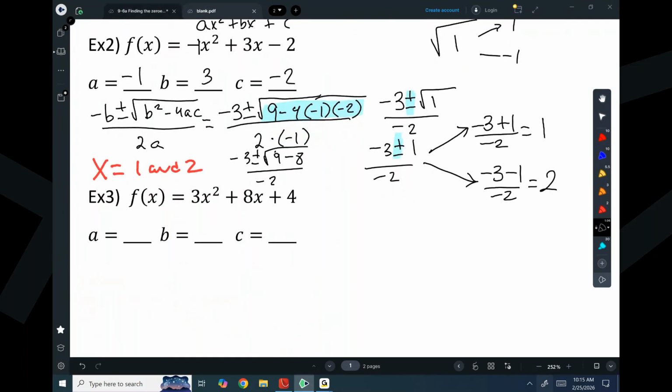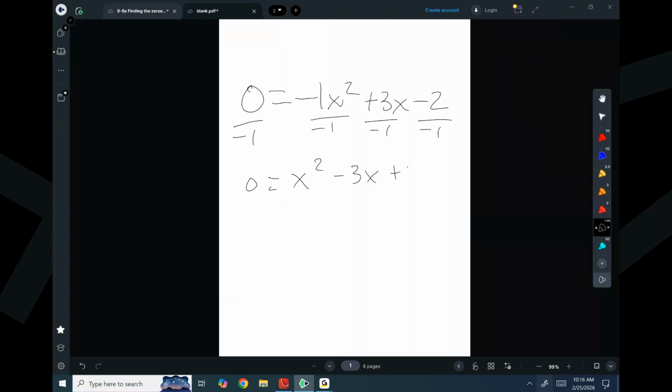What was the number? We're finding the zeros, right? So it's 0 equals negative 1x squared plus 3x minus 2. All right. If I was solving this the other way, I would divide everything by negative 1, right? And I'd get 0 equals x squared minus 3x plus 2. Then I would make my table. 1x squared, positive 2, negative 3x, 1 and 1.